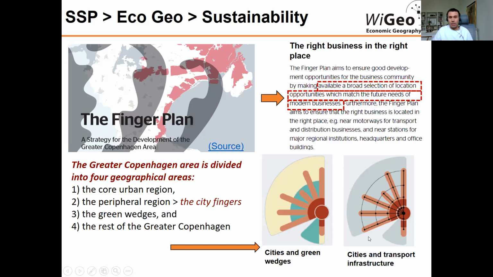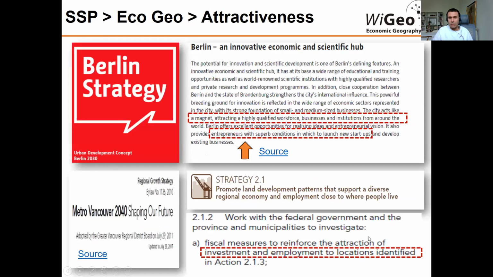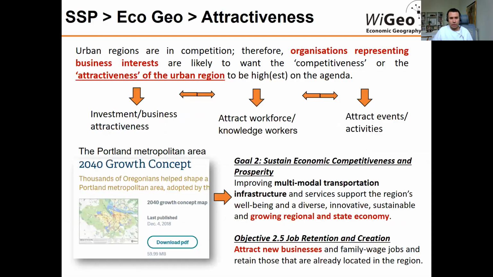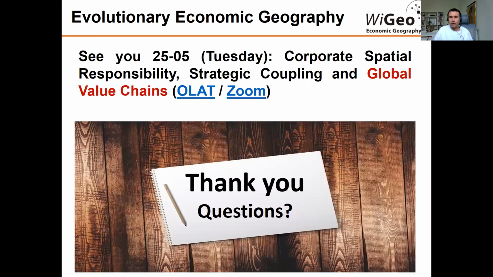And we reached the time, and I still have the attractiveness strategies within specific case studies, which I will bring, of course, in the next lecture, because it links well with what I want to point out: corporate spatial responsibility.